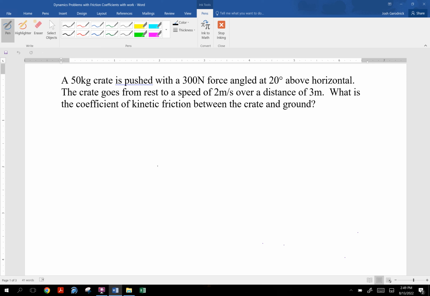Hello everyone. This video is intended to help you with problems that involve the coefficient of friction. We've dealt with friction before, but it was just a force, but now we're dealing with friction as a coefficient.